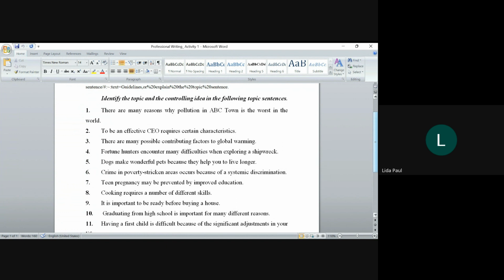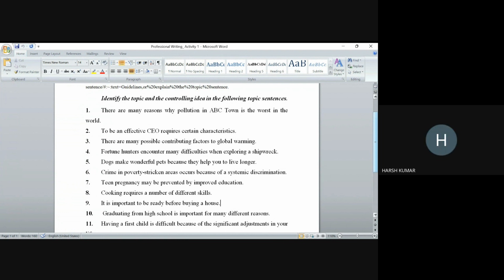Okay. Now, crime in poverty-stricken areas occurs because of systemic discrimination. Topic, what are we going to talk about? Crime in poverty-stricken areas. Yeah, that is going to be your topic, right? Because of systemic discrimination. So now you're going to talk about the reasons for that, right? Same thing. Seventh one, teen pregnancy may be prevented by improved education.